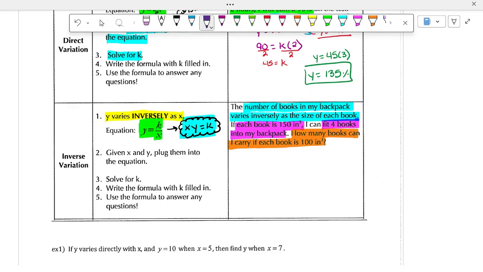Now, since it varies inversely, it doesn't really matter which one's x and y. Number of books is technically y in this case, and the size is x. But since the equation just has us multiplying them together to get k, it doesn't really matter. We don't have to worry about variable placement. So I'm going to do 150 times 4, and that's going to equal k. What's 150 times 4?